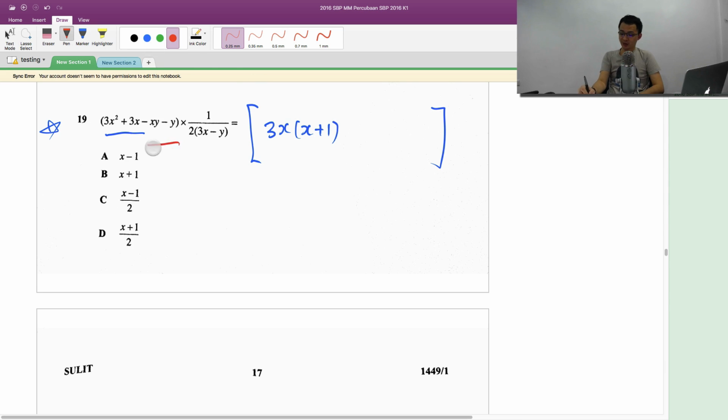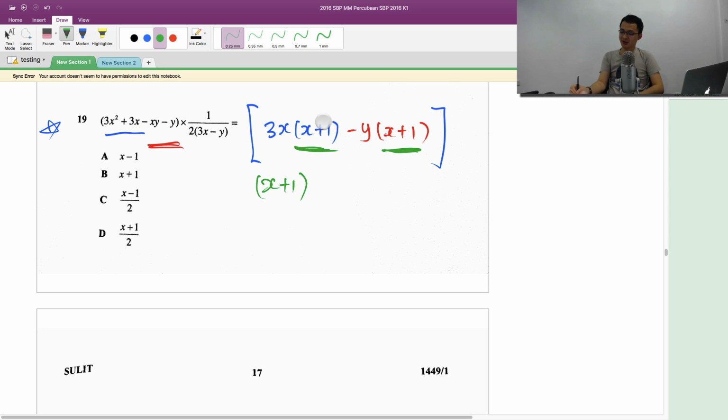And then for the next two terms here, I factorize out negative y. I take out negative y. So I basically get x plus 1. And then from here, you will find out here have x plus 1 and here have x plus 1. So I factorize out x plus 1.